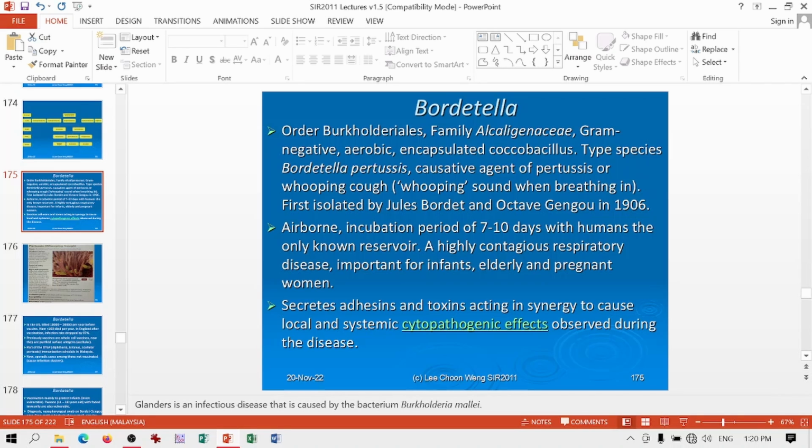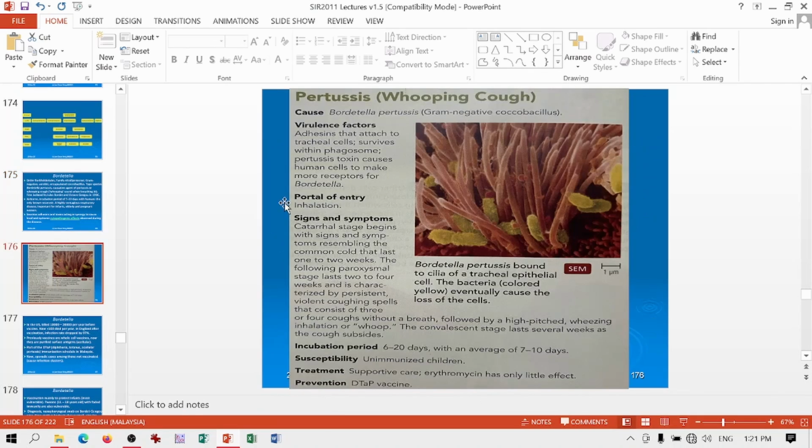It is airborne, with an incubation period of 7 to 10 days, and humans are the only known reservoir. This is a highly contagious respiratory disease, important in infants, the elderly, and pregnant women. It secretes adhesins and toxins that cause local and systemic cytopathic effects observed during the disease. The portal of entry is inhalation. You'll have signs and symptoms resembling the common cold for 1 or 2 weeks, and then the next 2 to 4 weeks is characterized by persistent, violent coughing that consists of 3 or 4 coughs without a breath, followed by a high-pitched wheezing inhalation, or whoop. This will last several weeks as the cough subsides.